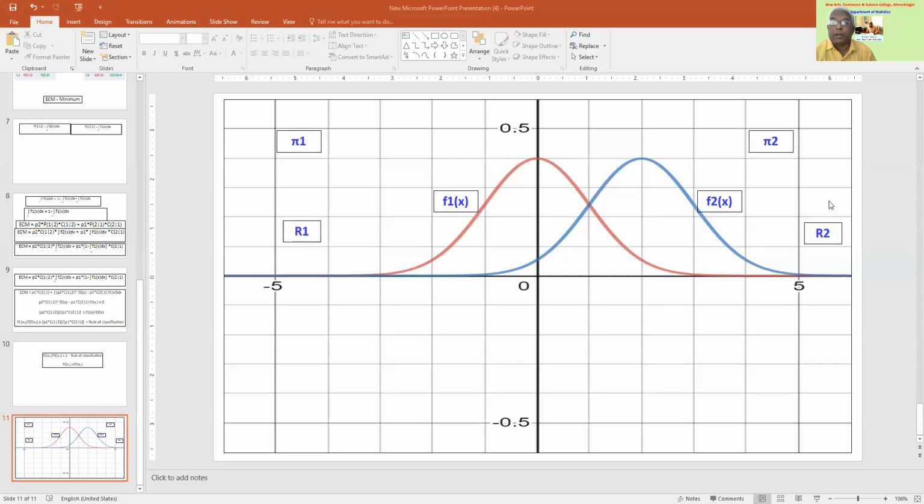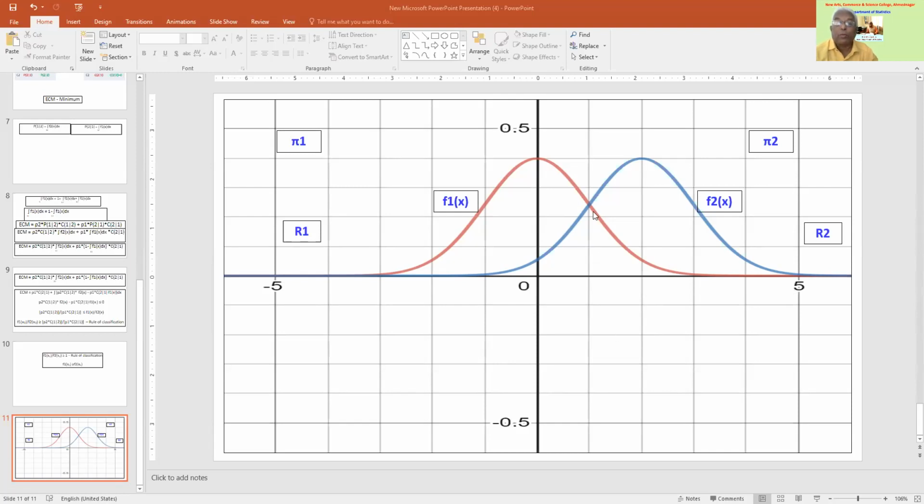In the present example, f1(x) is normal with mean 0 and variance 1. In the second case, it is normal with mean 2, because you can see here it is 0, 1, 2, 3, 4, 5. So it's a mean at 2 and variance 1. So f1(x) is normal(0, 1), f2(x) is normal(2, 1), and we want to make the rule of classification.